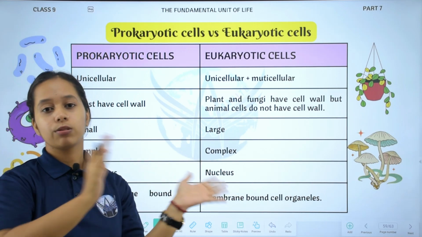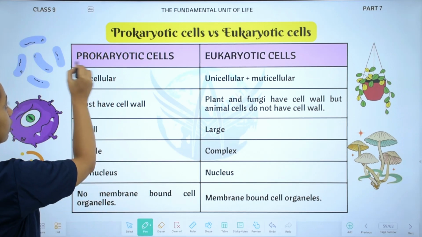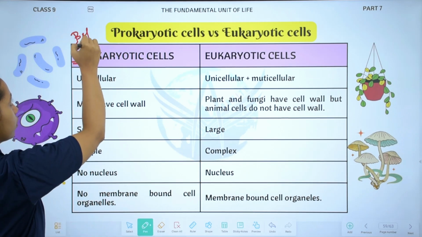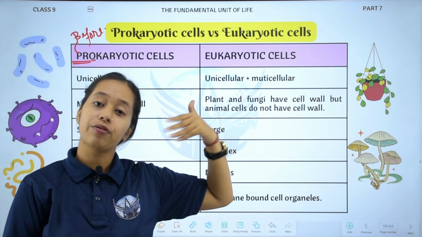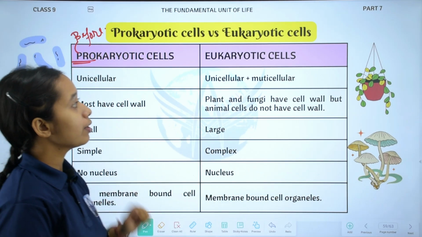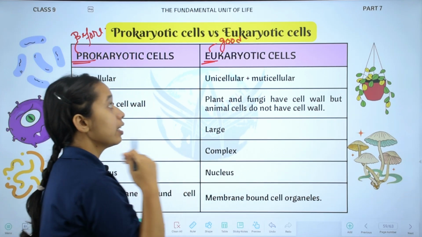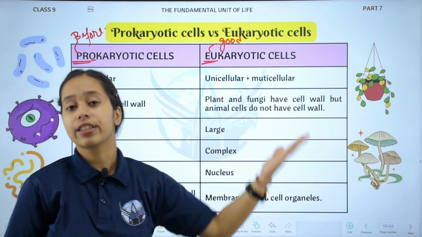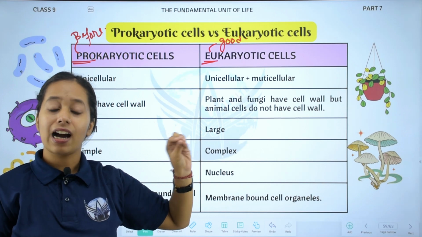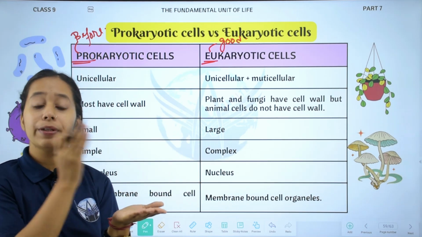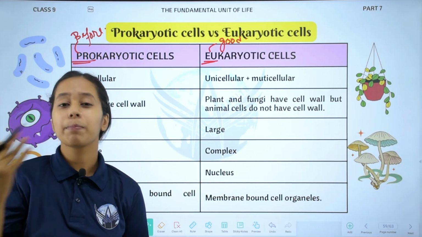So let us break down the words first. Prokaryotic: pro meaning before, and prokaryotic translates to before nucleus. Eukaryotic: eu means good, and the word eukaryotic translates to good nucleus. So what are prokaryotic cells? They are before nucleus, so they are old cells, they are primitive cells, they are simple cells.